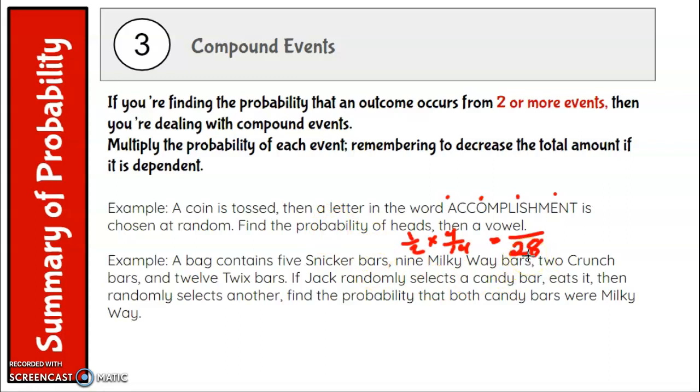That's where the fundamental counting principle comes in. I have 2 choices for the coin. I have 14 choices for the word "accomplishment." 2 times 14 is 28. That's 28 different outcomes of ways that that could happen.